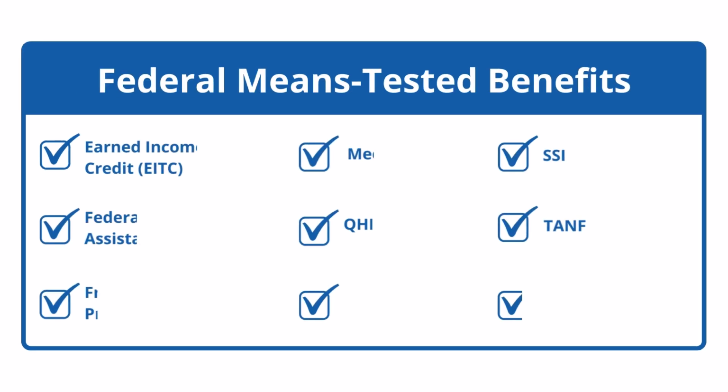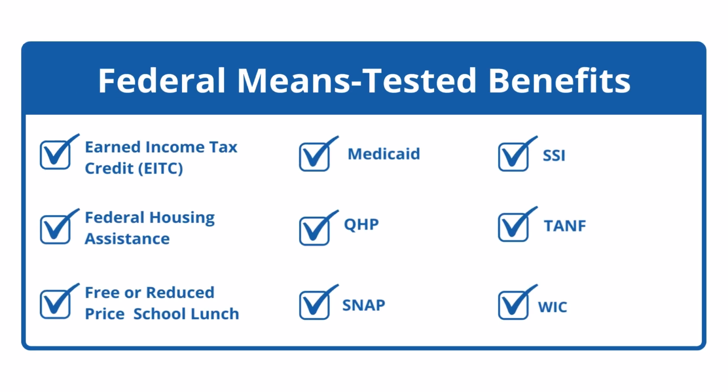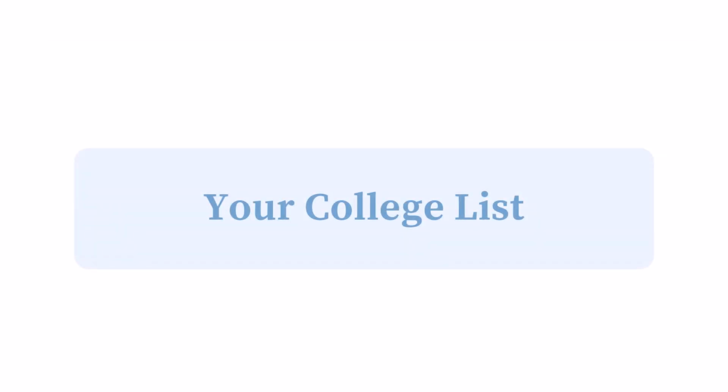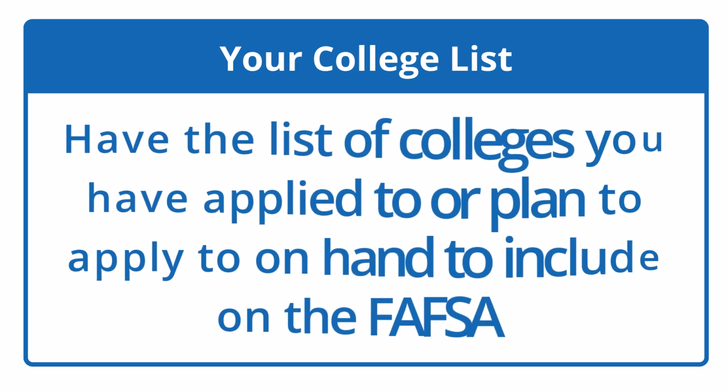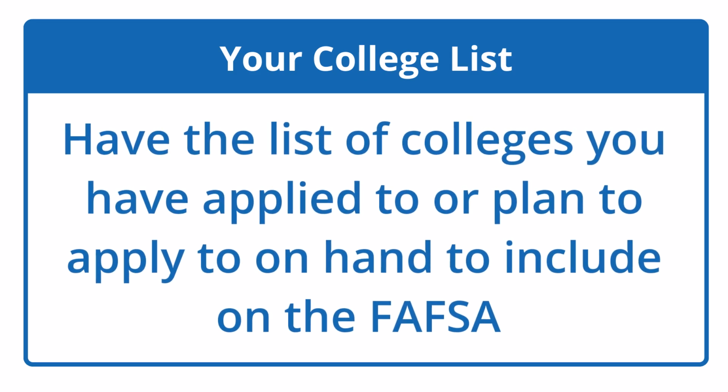In addition, the FAFSA asks if your family receives any means-tested federal benefits, like Medicaid or SNAP. But for these, you do not need to list the amount received. It is also helpful to have an idea of the schools you intend on applying to, but if your list changes after completing the FAFSA, you can go back and add more schools.